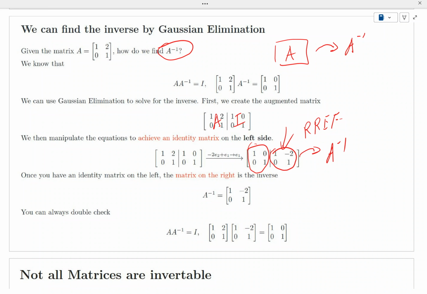And that's it. This is actually really easy. If you know how to do Gaussian elimination, you can find the inverse already. It's all just Gaussian elimination.